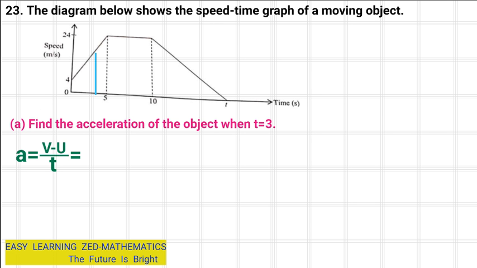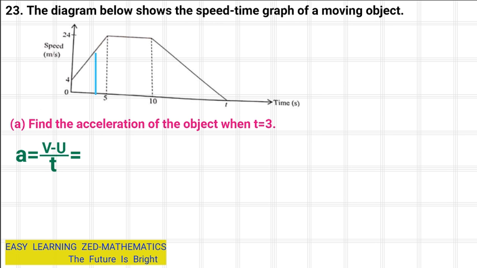So here what you need to understand is this: from 4 meters per second to 24 meters per second, you can see that the acceleration was constant. The object was changing the speed at a constant level. So that means we can use any point to find the acceleration of this object. In this case, we're going to use the starting point and the finishing point where this change in speed changed.